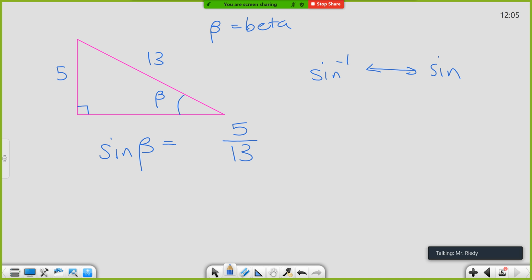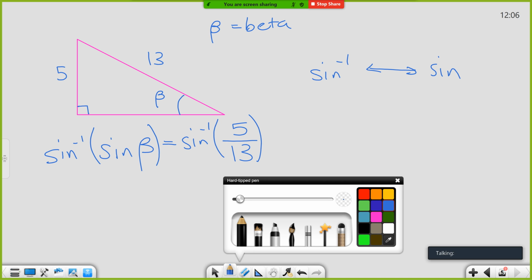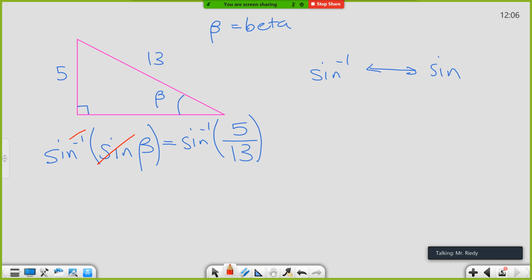So my goal in this problem is to get beta by itself. In order to get beta by itself, I want to take the inverse sine of this mess, because the inverse sine and the sine will undo each other. However, according to algebra, whatever I do to one side of the equation, I have to do to the other side of the equation. These two will cancel, so the left-hand side reduces to beta.